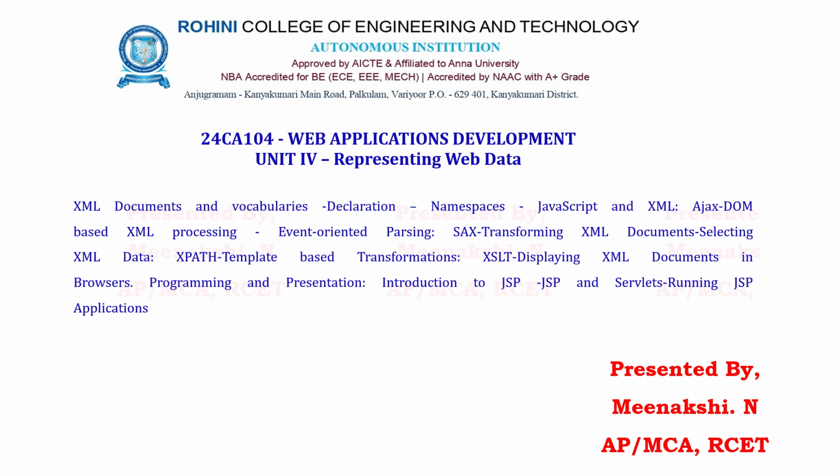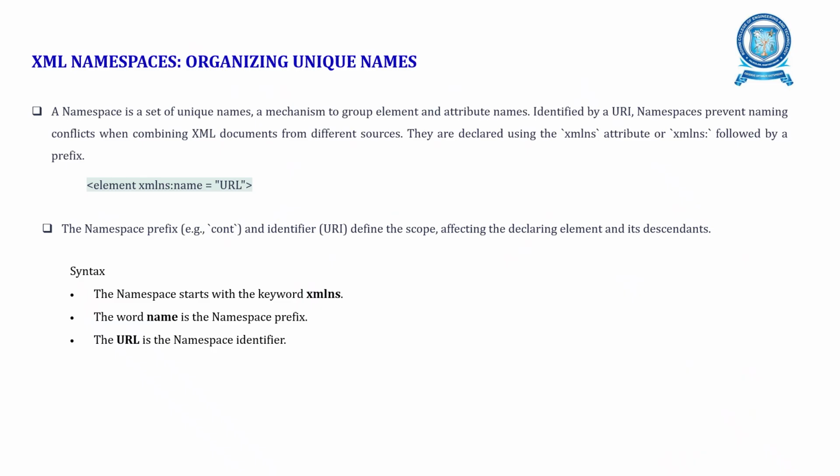From the fourth unit, in this video we saw the concept of namespaces. A namespace is a set of unique names and a mechanism to group element and attribute names, identified by the URI, Uniform Resource Identifier. Namespaces prevent naming conflicts when combining XML documents from different sources. They are declared using the XML namespace attribute, xmlns: followed by the prefix.